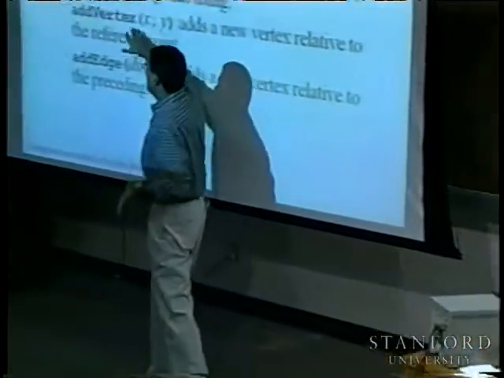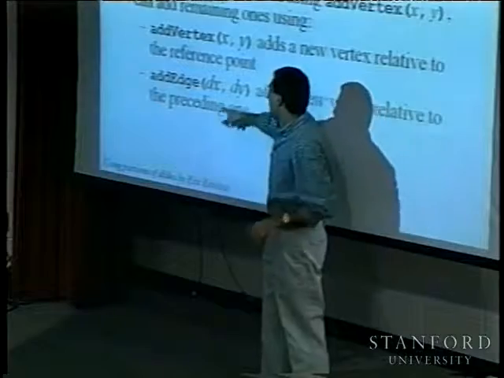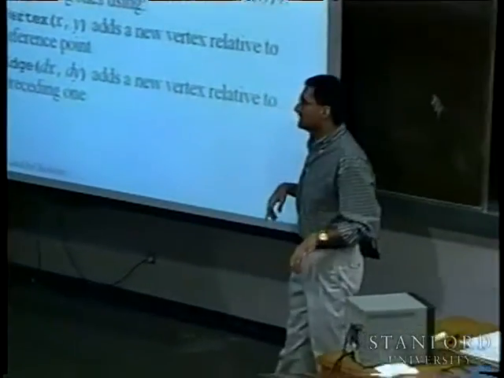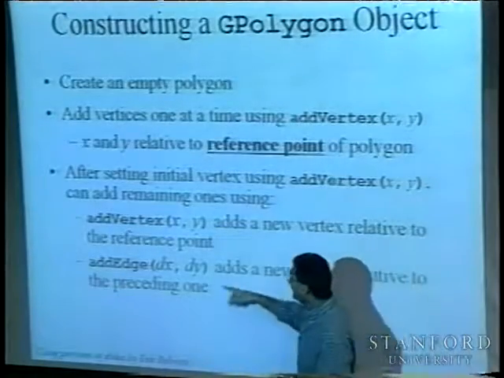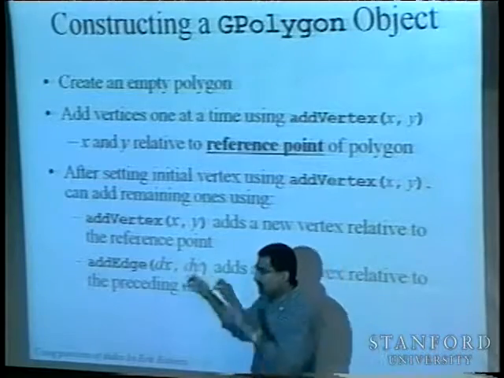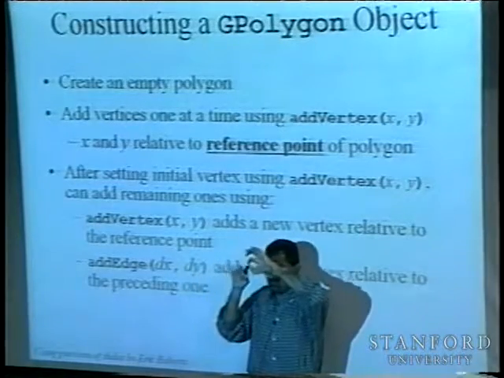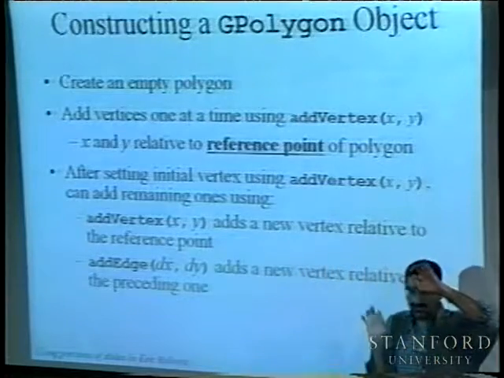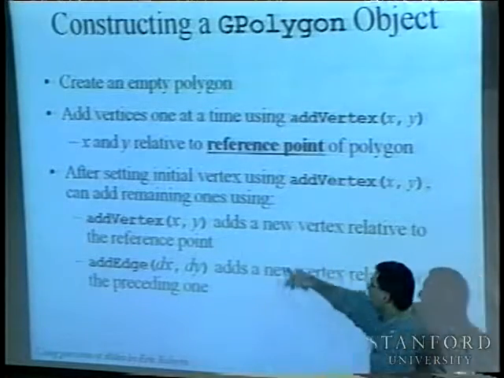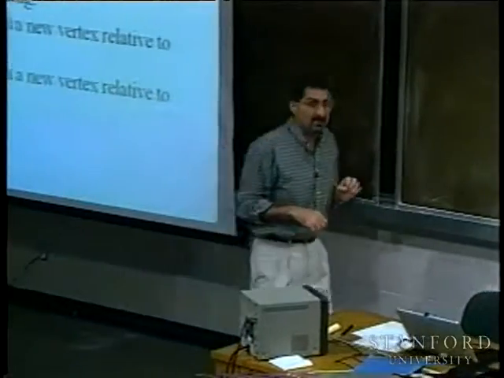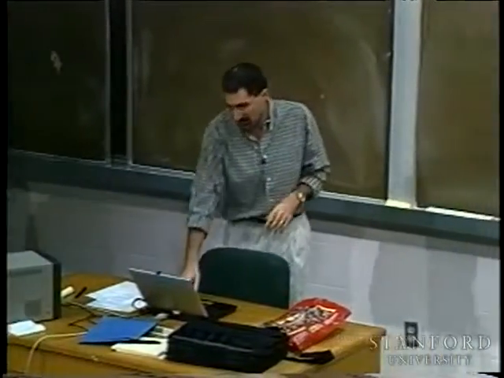Another way, instead of specifying corner points, after you've specified the first point, you can explicitly addEdge. And addEdge adds a new vertex relative to the preceding one. And here, it's going to do it with offsets of dx and dy. So relative to where we were before, we specify an offset in the x direction and an offset in the y direction. It's almost like you were creating a line, and it's going to add an edge. The other one, addVertex, is using absolute coordinates relative to the reference point. That's the key difference between these two things. And I'll show you an example of both of them.